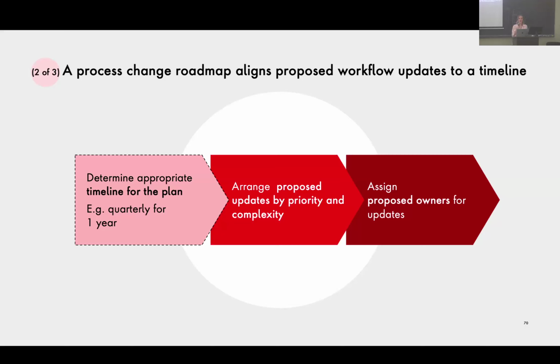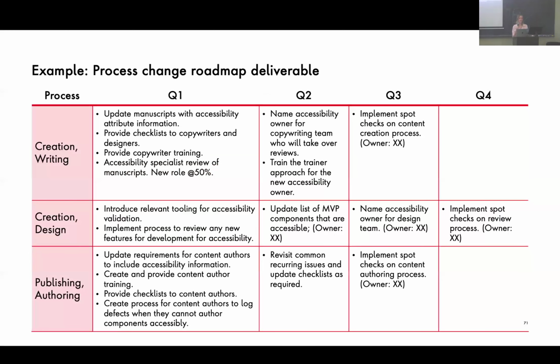And then you want to arrange the proposed updates by priority and complexity. And then really important, assign proposed owners for the updates, because if you don't do that, then no one's going to do anything. So how does this look? Okay, so let's just look at the top one. This is an example again from an actual deliverable.